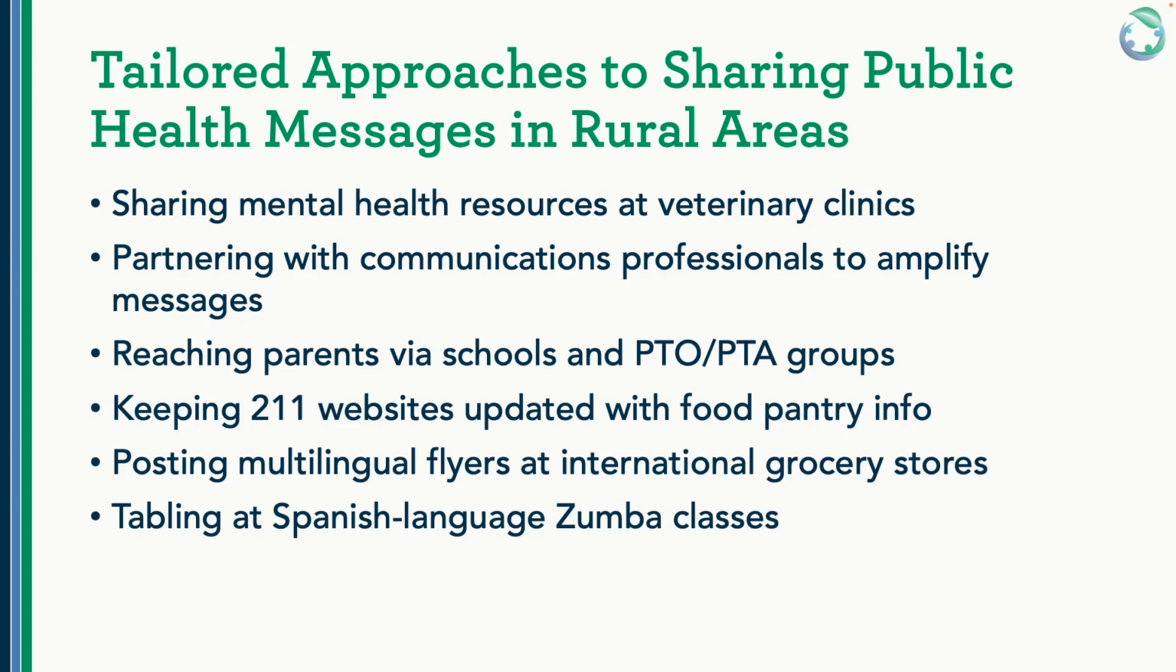Through interviews with individuals working in and with rural communities, we learned that a wide variety of dissemination approaches are used, and each are thoughtfully tailored by considering target audience, community partners, dissemination channels, timing, cost, and other factors. Here are some illustrative field examples. Sharing mental health resources at veterinary clinics to support those grieving a pet or facing pet-related challenges. Partnering with other communication professionals to exchange resources and amplify messaging efforts. Reaching parents in school settings through students or PTO, PTA groups.